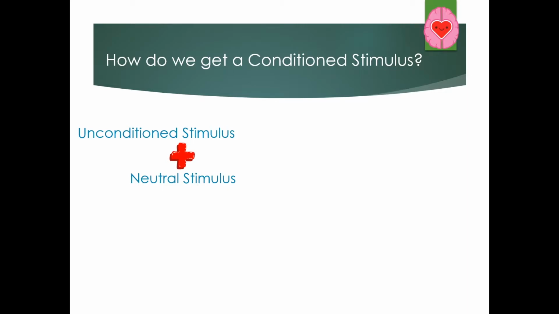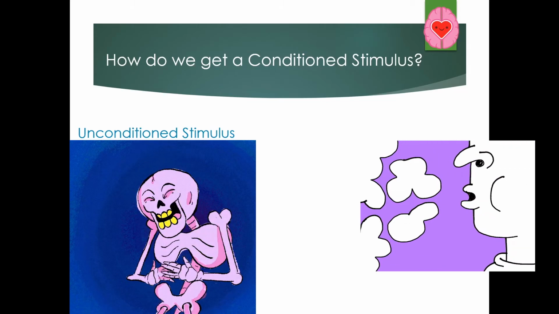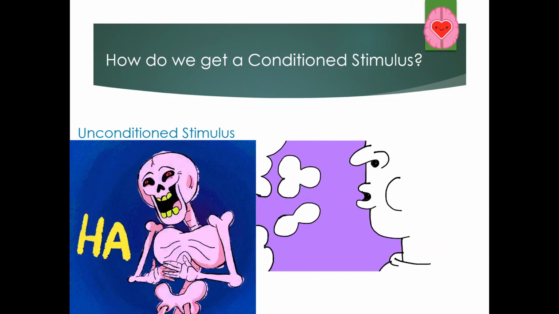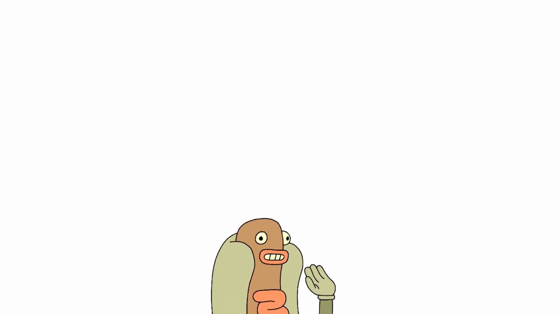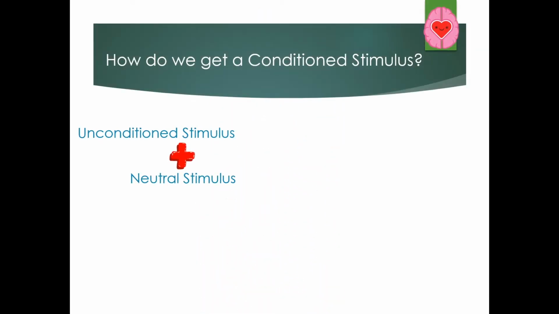It could be the tickling, or the puff of air into the eye, or that delicious, oh so sensual hot dog. And then you combine it with any of the neutral stimuli that we previously spoke of. For instance, it could be the dim light, or the pen clicking. And if we add those together, what we find is that the neutral stimulus becomes the conditioned stimulus. Because eventually you're going to learn to associate the neutral stimulus with the unconditioned stimulus.